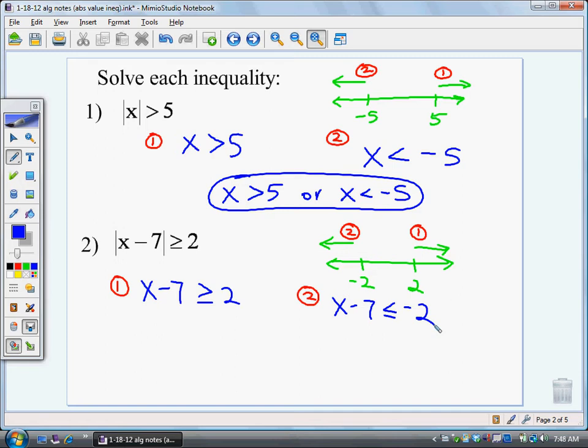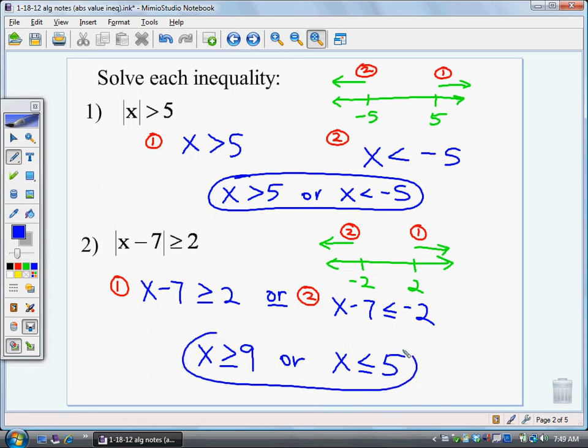And now I just solve both of these inequalities. Remember, my connecting word is or. And you solve both of them the same way. You'll add 7 to both sides. So on this one, you get x is greater than or equal to 9. My connecting word or. And on this one, when you add 7, you get that x is less than or equal to 5. And there's my solution. Compound inequality connected with the word or.